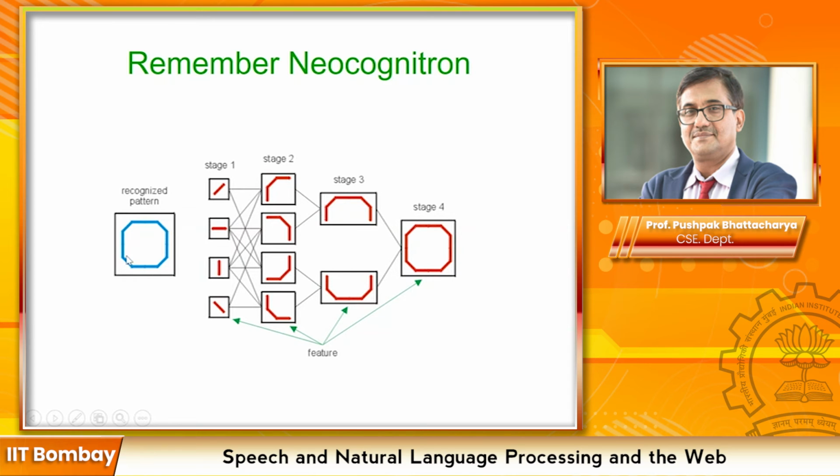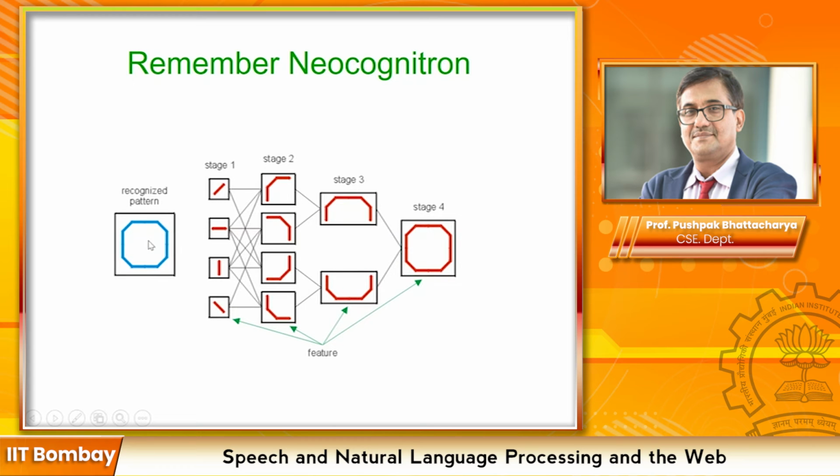So suppose my task is to recognize an octagon. Okay, octagon is a polygon with 8 sides, and the octagon consists of 2 vertical lines, 2 horizontal lines, 2 forward inclined lines, and 2 reverse inclined lines. Okay, this is the octagon.